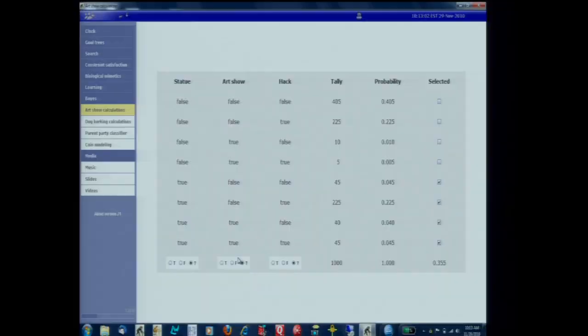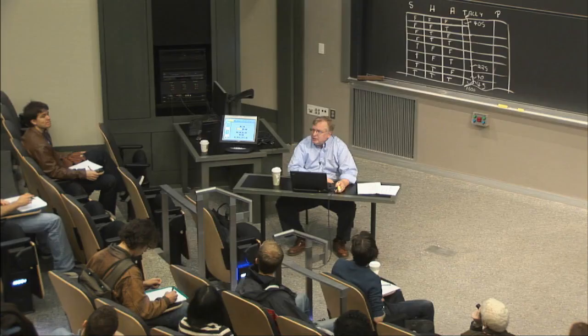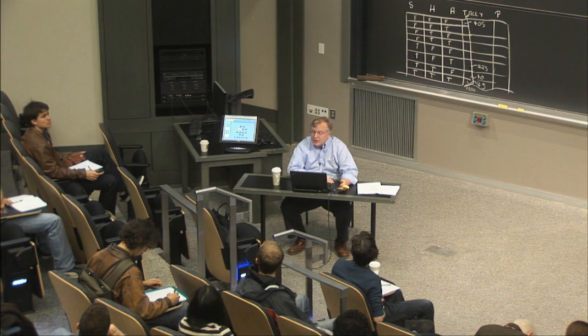Now, I could say, well, what's the probability of a statue occurring given that there's an art show? Well, I can limit my tallies to those in which art show is true, like so. And in that case, the probability is just zoomed up. So if I know there's an art show, there's a much higher probability that a statue will appear.